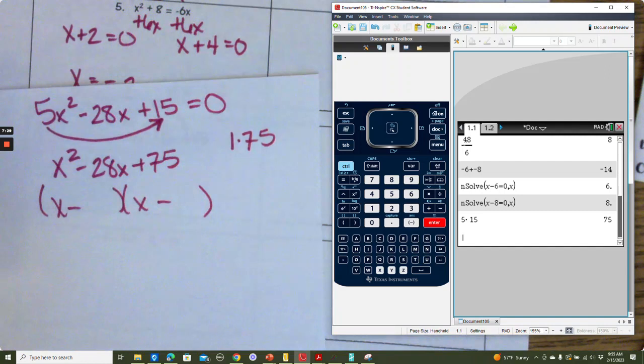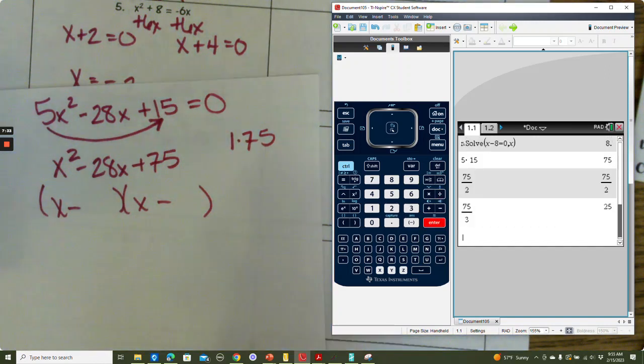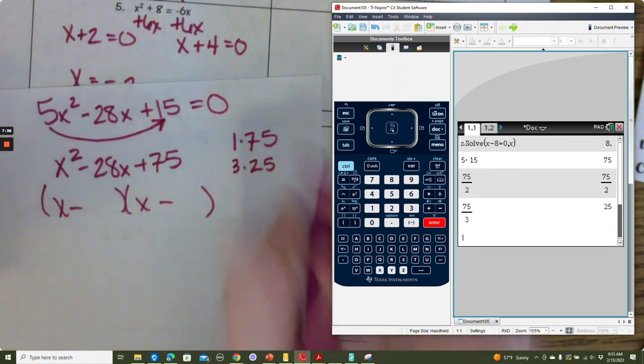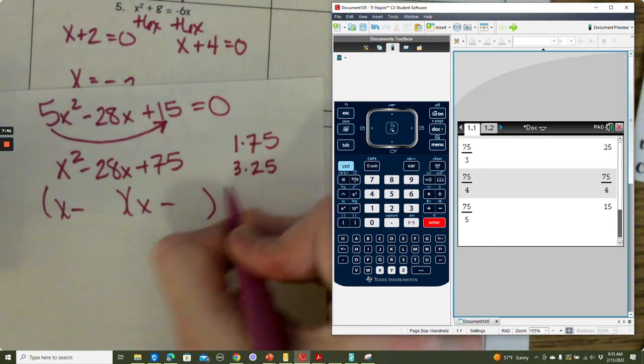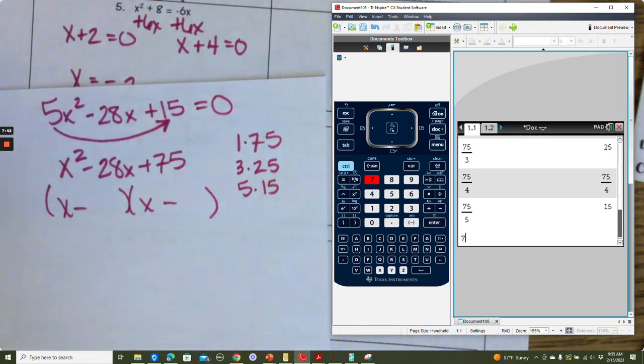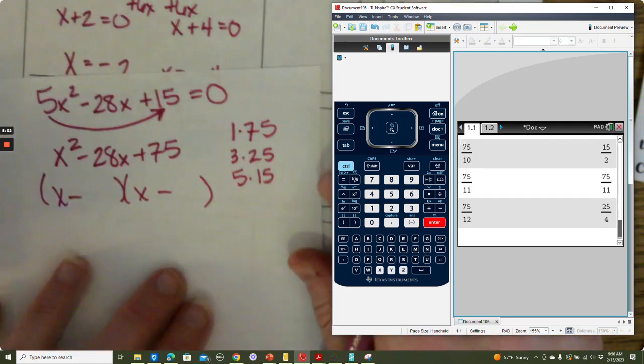So 1 times 75, and then you can just start dividing it. Doesn't divide by 2. Divides by 3, so 3 times 25. Doesn't divide by 4. Divides by 5. Won't divide by 6. By 7. By 8. By 9. By 10. I'm running out of numbers. 11 doesn't work. 12 doesn't work. So let's see if we've got what we need.